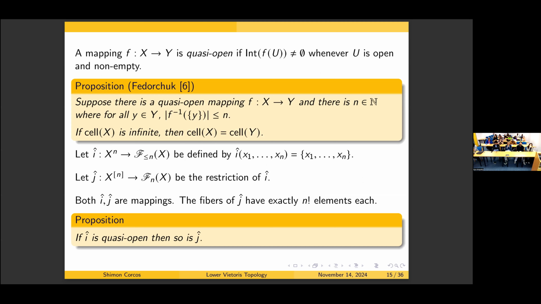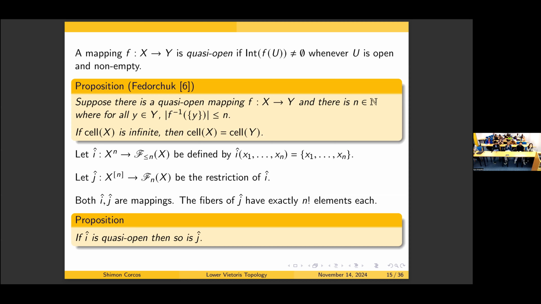So Vietoris in 1995 proved that if you've got a quasi-open mapping from X to Y, and there is some natural number that bounds all of the fibers, and you know that the cellularity of X is infinite, then you can show that the cellularity of these spaces is the same. So that's the result that we are going to make use of.